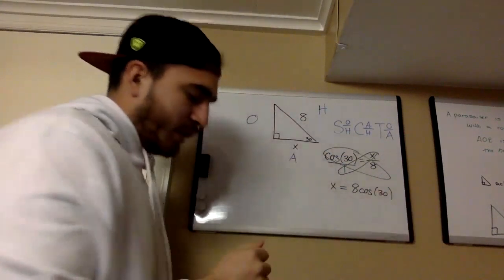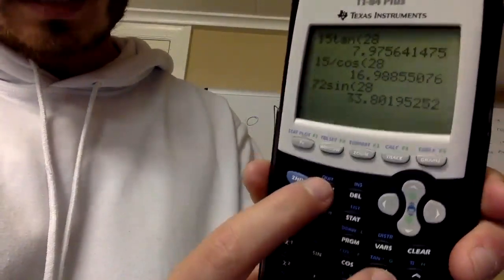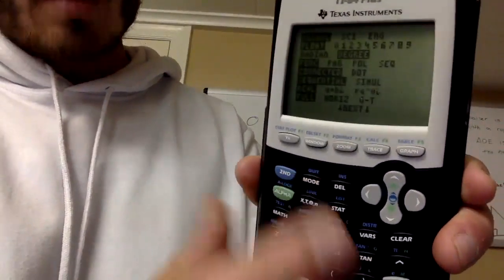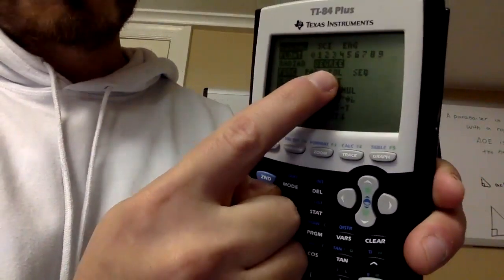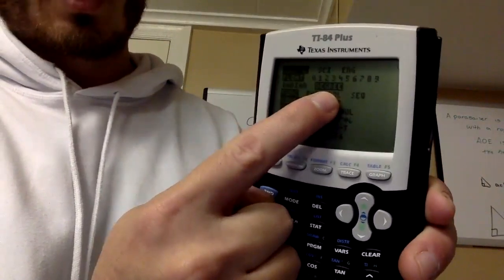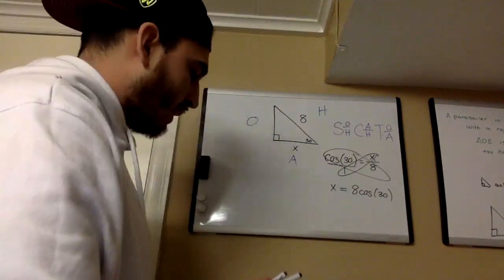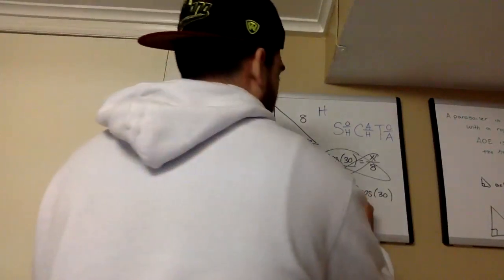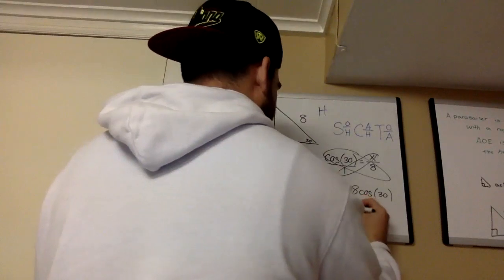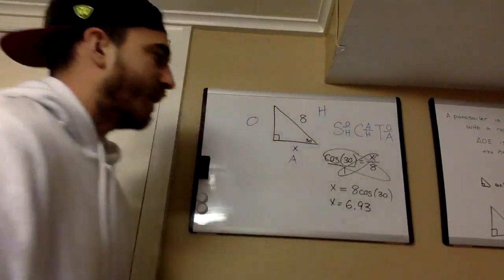This you can now put into your calculator. However, you need to be careful. So in your calculator, you see right here where it says mode, you must click mode and make sure that it says degree, not radian. It must be under degree or this will not work. So let me put this into the calculator, 8 cosine of 30. And we're going to end up getting x is equal to 6.93. I'm just rounding for right now.